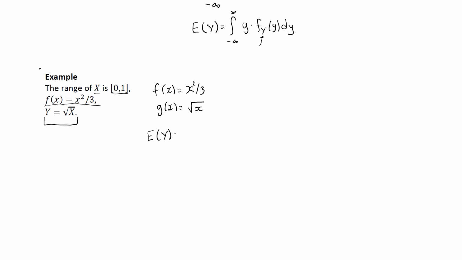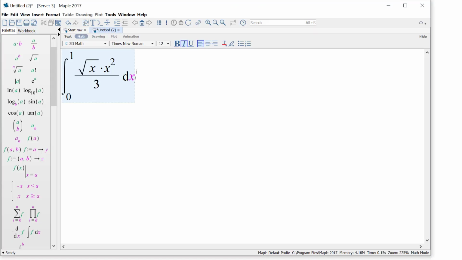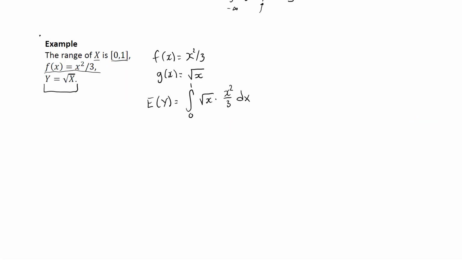According to the formula, the expected value of Y is then, I'm supposed to integrate x from minus infinity to infinity, but since f of x is 0 outside 0 to 1, I can just do the integral from 0 to 1 of g of x, square root of x, times f of x, 2x/3, dx. So you can calculate this integral however you like, maybe by hand, or I'm using Maple here, integral 0 to 1 of g of x times f of x, and it comes out to 2/21, which is the expected value of Y.